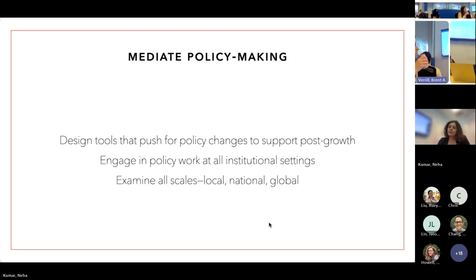With regards to mediating policymaking, on the local level, post-growth encourages small-scale economies of self-sufficiency. On the national scale, this could look like granting human rights to natural resources. On the global scale, we could be encouraging the redistribution of resources and wealth.